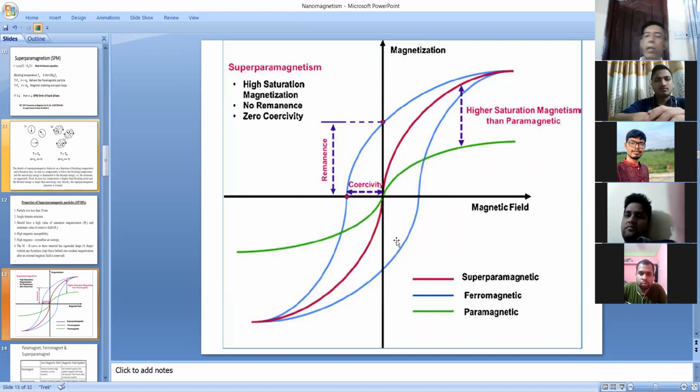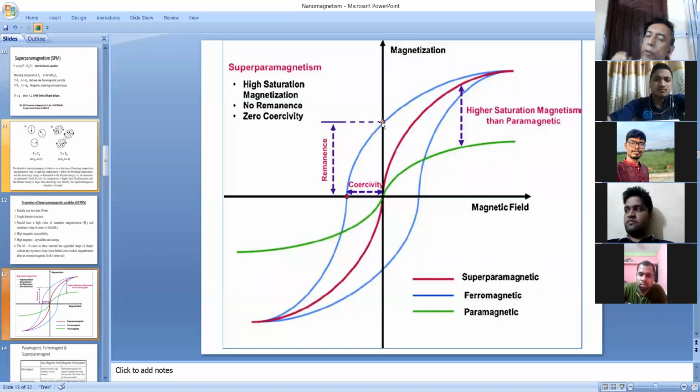This is for a ferromagnetic material. Now, what does this hysteresis loop tell us? It tells us first, from the remanence value, we can tell how much of magnetization will remain at 0 magnetic field.